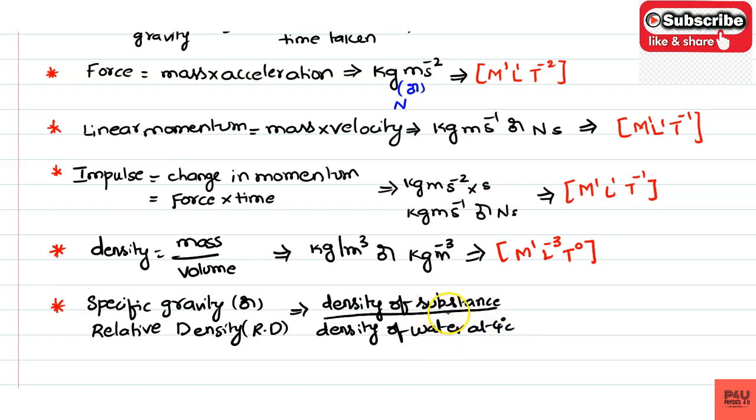So both are the same physical quantities. That's why in the numerator we have kg per meter cube, and in the denominator also kg per meter cube. So they will get cancelled here. That's why relative density has no units, and no dimensions also.